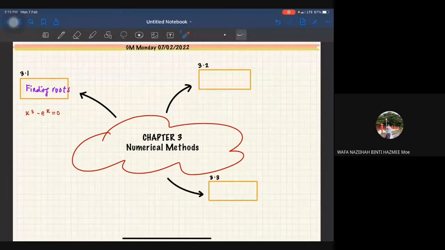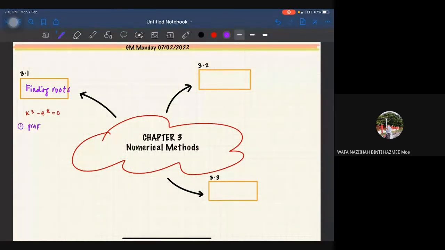Okay, so finding roots has two ways. The first, your friend has mentioned, is the graphical method. So you need to draw a graph, as the name graphical method says. So the first is graphical methods. Okay, so you need to draw the graph.